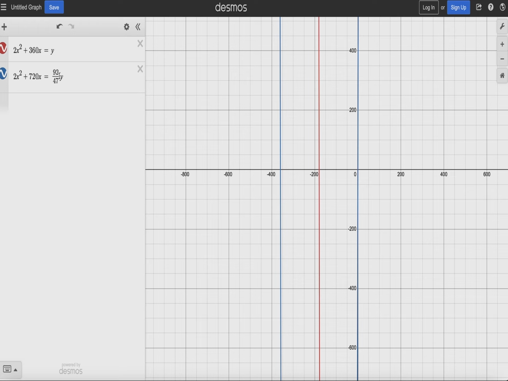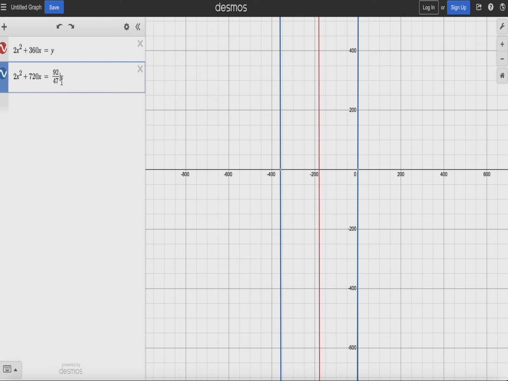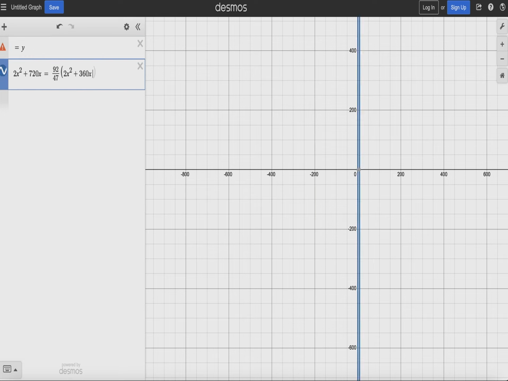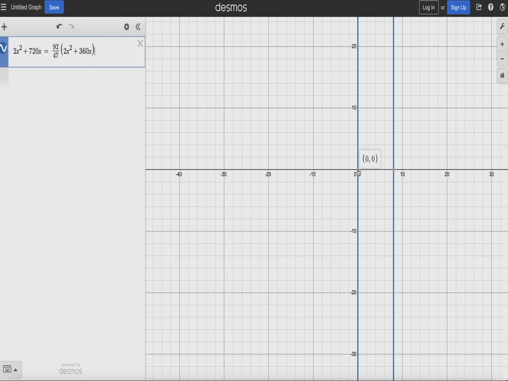But if I take this and copy this and substitute, I'm going to substitute in place of y 2x squared plus 360x. Then this will be much easier to solve. Now we've used substitution. We substituted the first equation into the second equation. I mentioned this earlier. Now we're just finding the solutions. And it's so beautiful. 0, that's not going to be helpful.